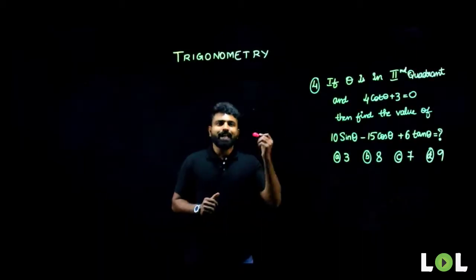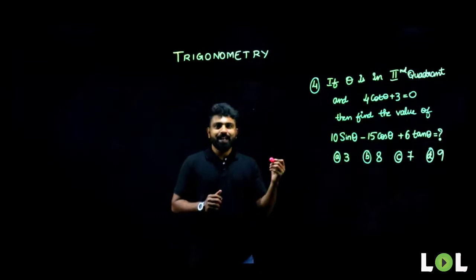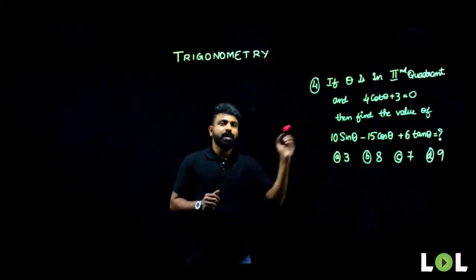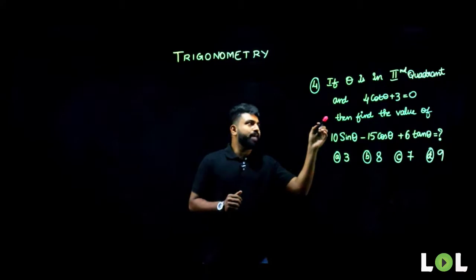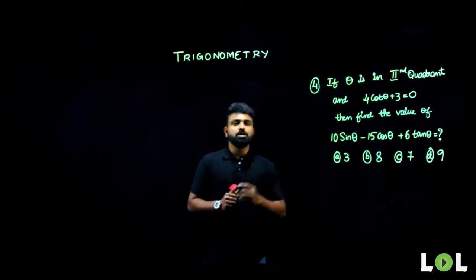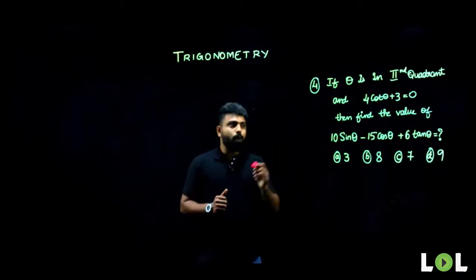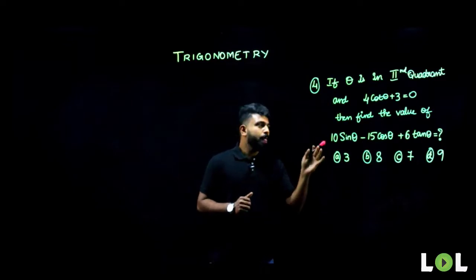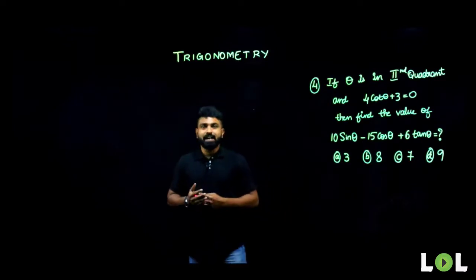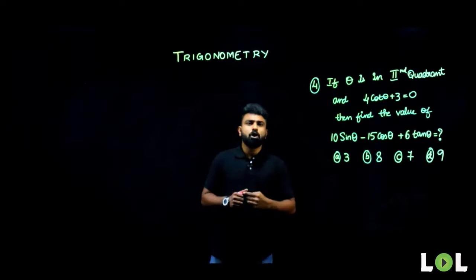Now, let us look at our next question. What are they telling? If theta is in the second quadrant and 4 cot theta plus 3 is equal to 0, then they're asking us to find the value of 10 sin theta minus 15 cos theta plus 6 tan theta. How do we go about this problem?